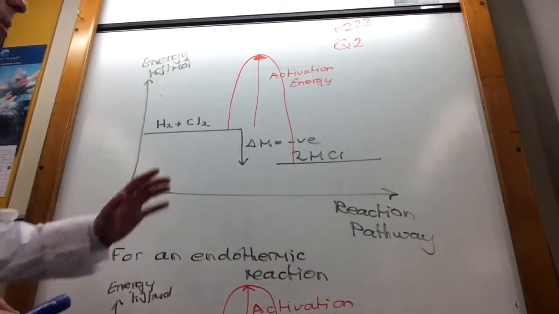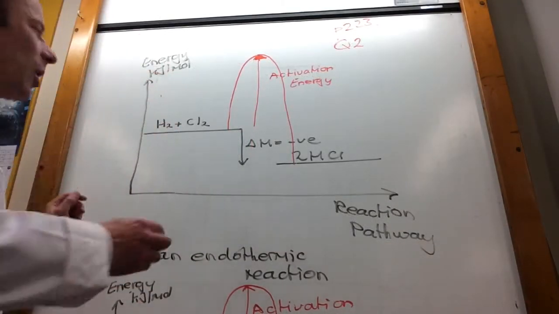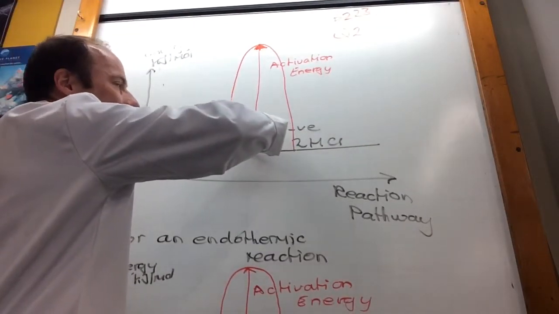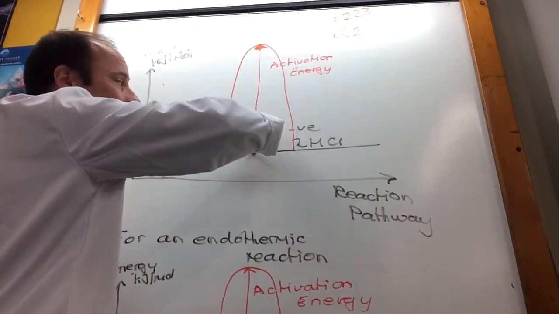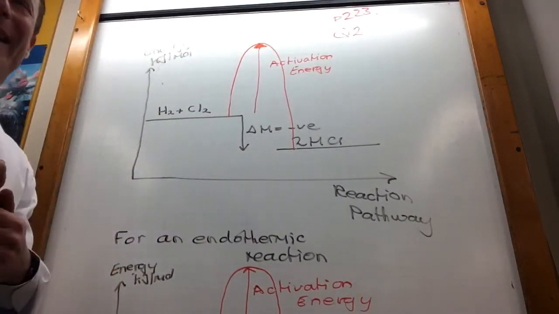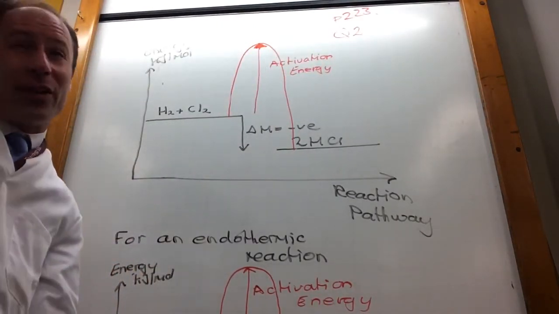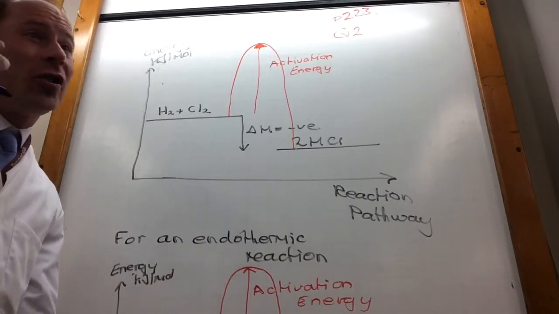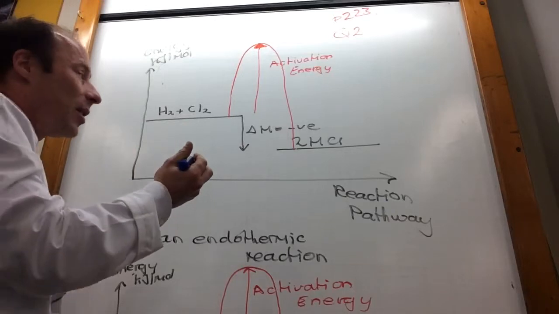So if we go back to this diagram, this is showing an exothermic reaction. That's delta H, so that's the energy change that you observe. That's my activation energy. We need to just think about how a catalyst works. When we looked at rates, we said that a catalyst lowers the activation energy. So you can show that really easily on one of these diagrams.